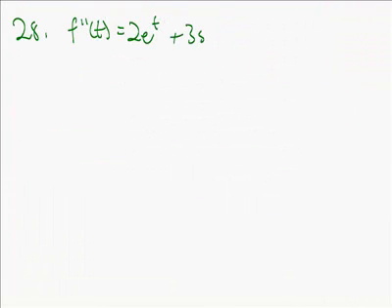which is not going to be the case in the next example that we're going to look at, which is number 28, where we are told that f double prime of t, in this case, our independent variable is t, is equal to 2 times e to the t plus 3 times the sine of t, but that's not all. We are given some more information.